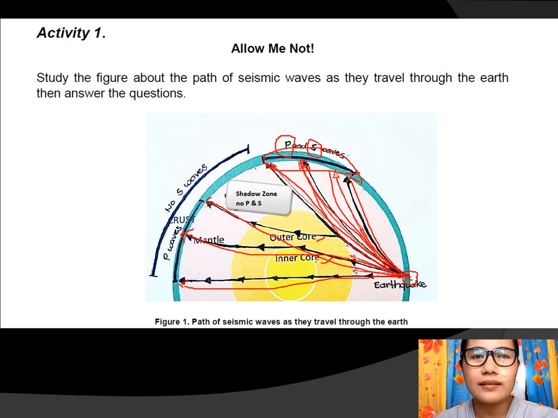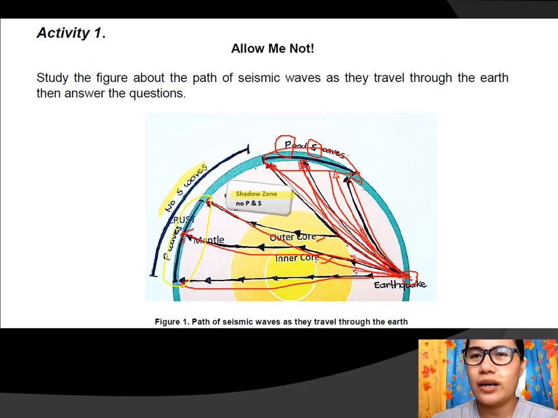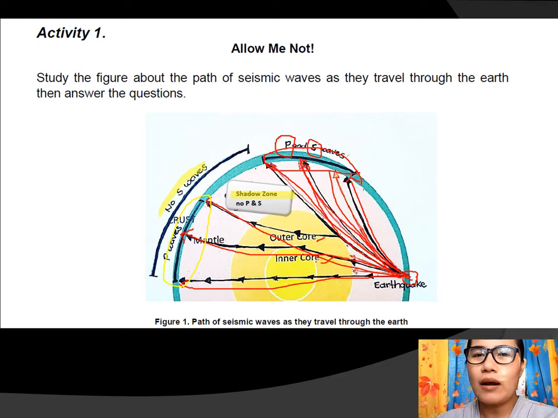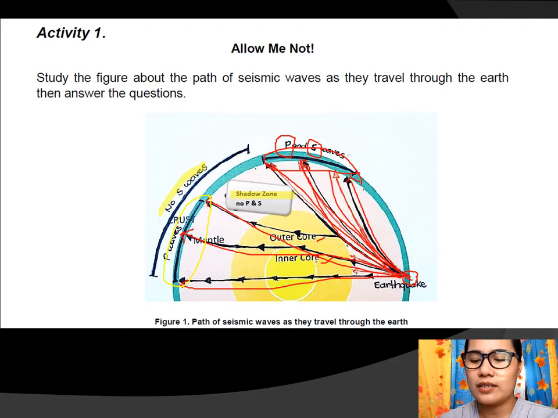This represents the S waves. You cannot see any red arrows going to this side here. So that part is called the shadow zone. In the shadow zone, no S waves reach it. No S waves reach this side here. That's the shadow zone. Only the P waves reach that area. So that's what we call a shadow zone. So there is a characteristic in the middle of the earth: why do the S waves not pass through, and only the P waves get through? And then there are questions that you need to answer for this activity.